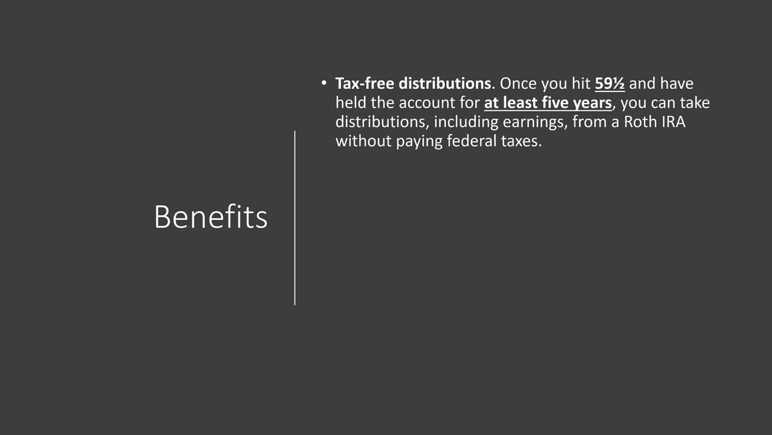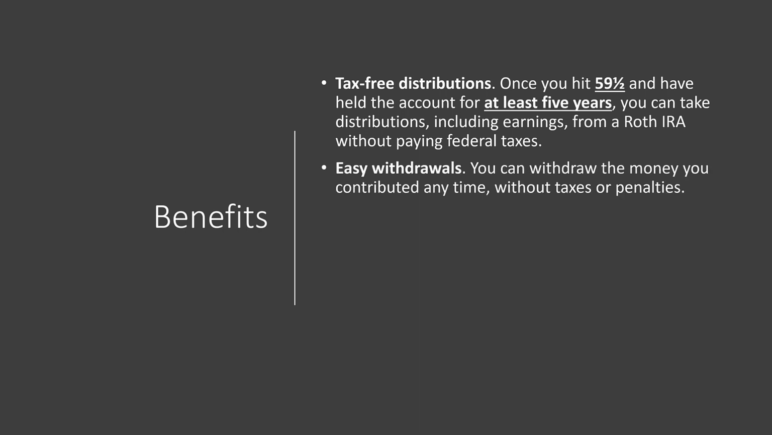So once you hit 59.5 and you've held the account for at least 5 years, those are 2 conditions you need to meet, you can take the distributions, which are the profits, including, of course, your earnings, from the Roth IRA without paying any federal taxes or any penalties. Now, the withdrawals of the money are quite simple, it's just that easy.